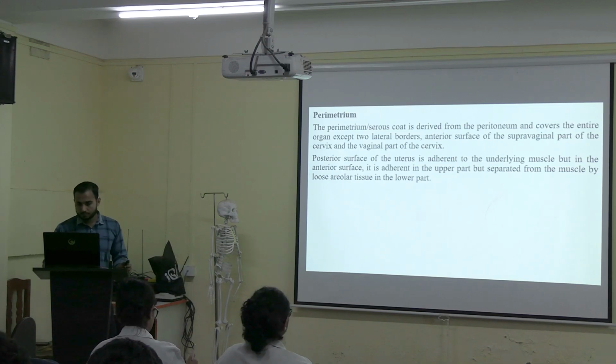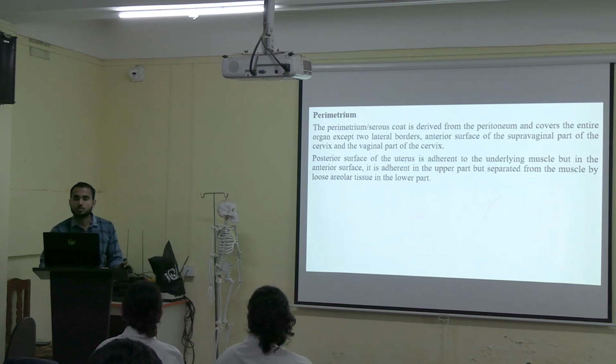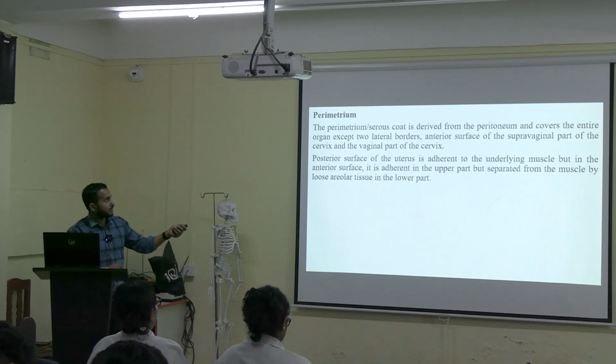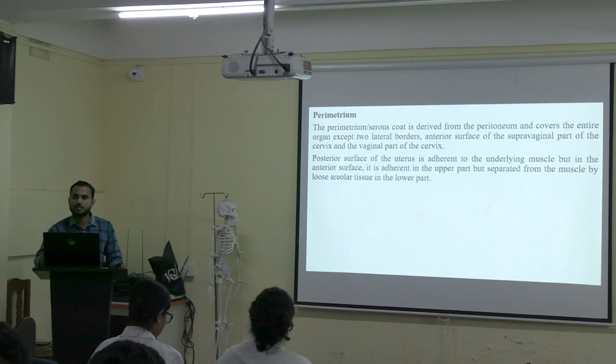Lastly is the perimetrium. The perimetrium में क्या रहता है? It is mainly made up of what? See, the uterus is covered by peritoneum. Now which part is covered by peritoneum? As you can see, the serous coat derived from peritoneum covers the entire organ except the lateral border and the anterior surface of the supravaginal part. Means these two parts are not covered by peritoneum. The remaining entire part is covered by peritoneum.